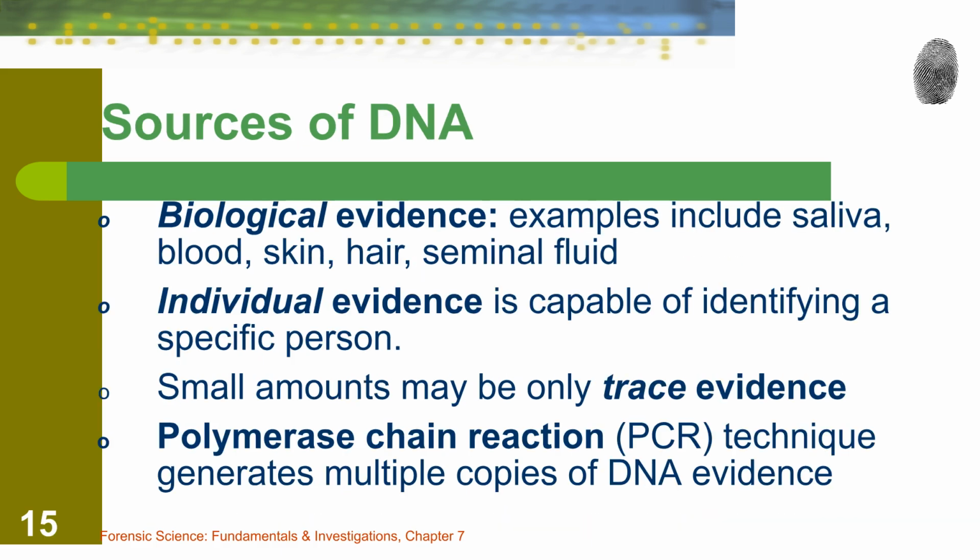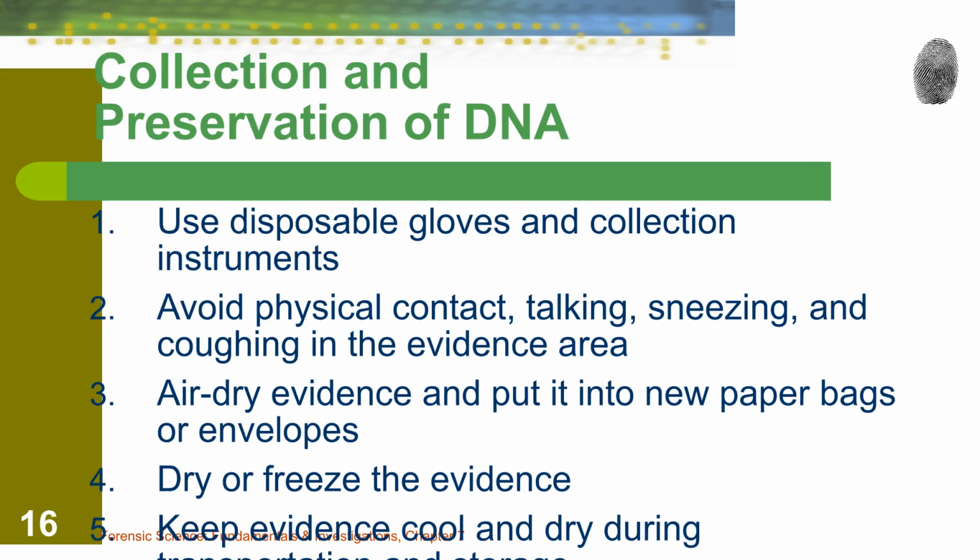Biological evidence for DNA analysis includes saliva, blood, skin, hair, and seminal fluid. Individual evidence can identify a specific person. Small amounts of DNA can be amplified using the Polymerase Chain Reaction, or PCR technique. Proper collection and preservation of DNA evidence are crucial. Always use disposable gloves, avoid talking or coughing over the evidence, and air dry or freeze the samples. Keep evidence cool and dry during transport and storage.